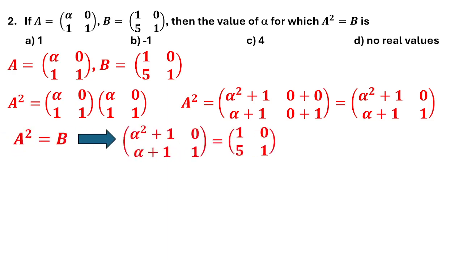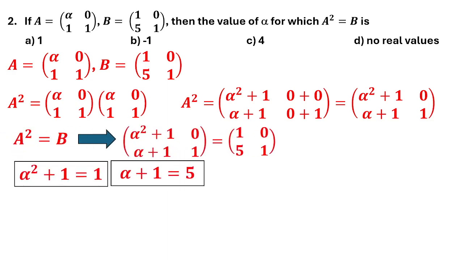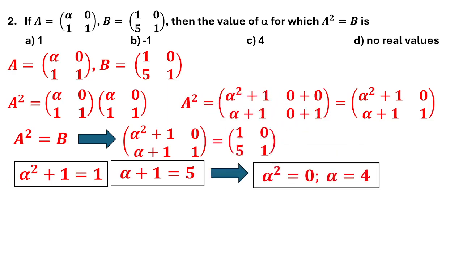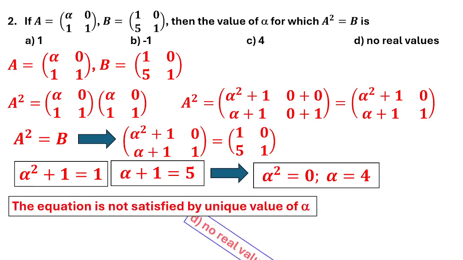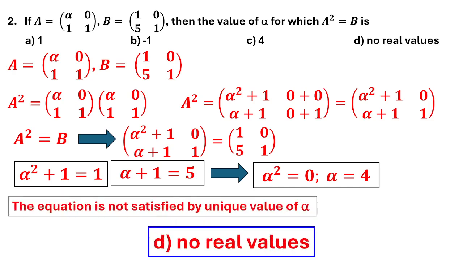When I equate it to B, all of you know that alpha square plus 1 is equal to 1, and alpha plus 1 is equal to 5, and 0 is equal to 0, 1 is equal to 1. When I solve these two equations, I am getting the values as alpha square is 0 and alpha is equal to 4. Just now I repeated: the value of alpha should be the same when you equate the corresponding elements of both the matrices. Therefore, there is one option, no real value. That is the correct answer.